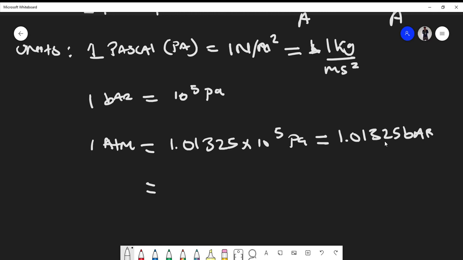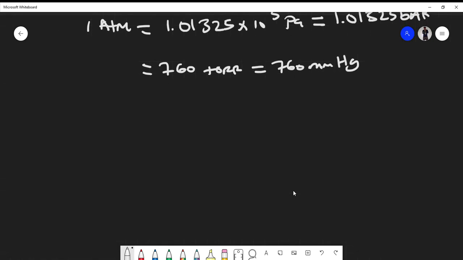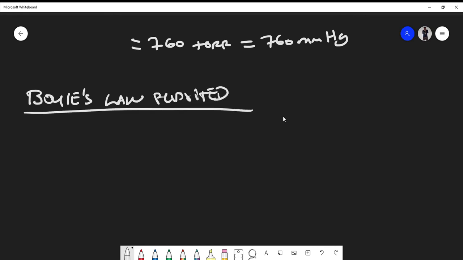We also are going to talk about torr, right? So 760 torr is equal to 760 millimeters mercury. Right? So those are some of the units that we need to be familiar with when we introduce ourselves to physical chemistry. All right, let's revisit Boyle's law. Right? So Boyle's law, let's revisit it. So this is Boyle's law revisited.